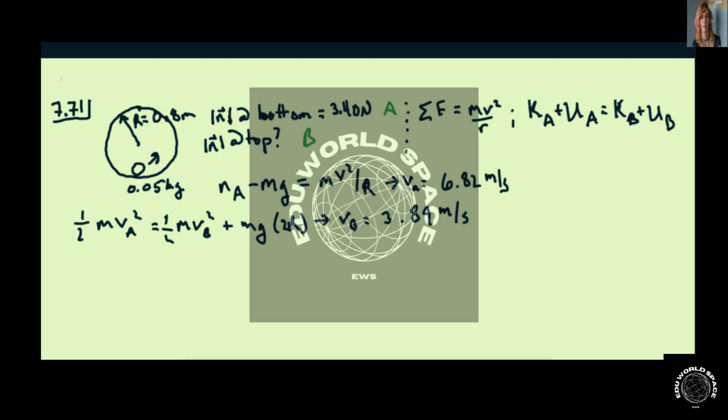And so now we go back to Newton's second law here with what we know about circular motion. So the normal force at B, which we're wanting to find, plus the weight is equal to m v_B squared over r.